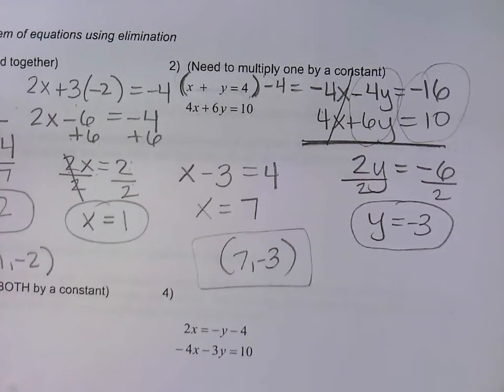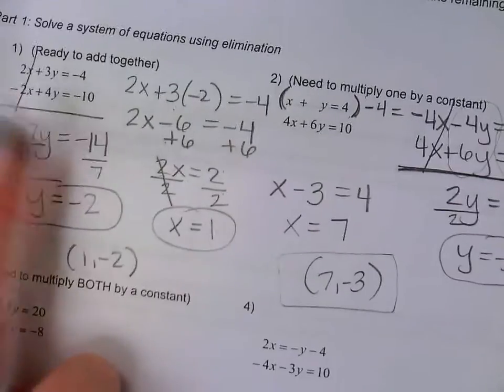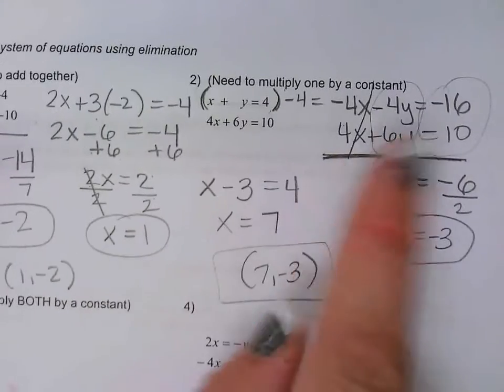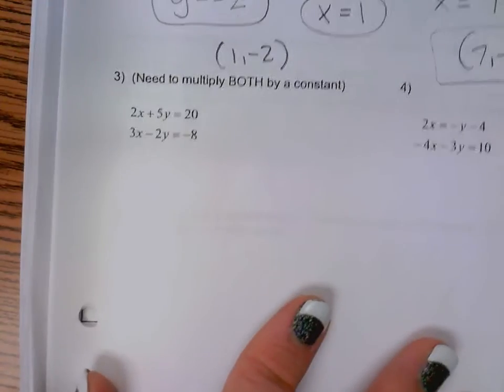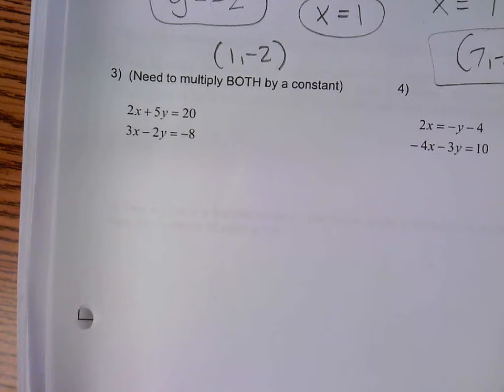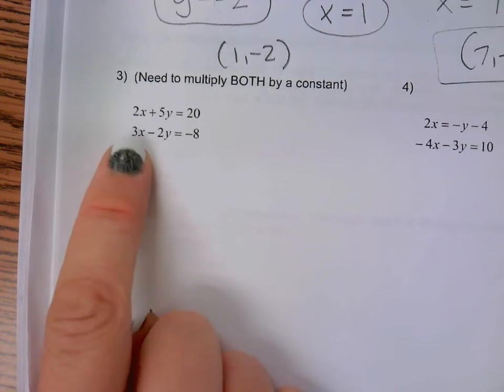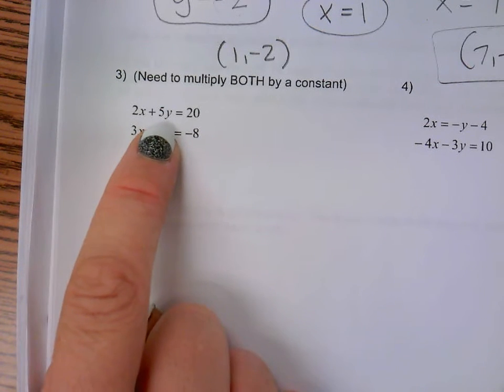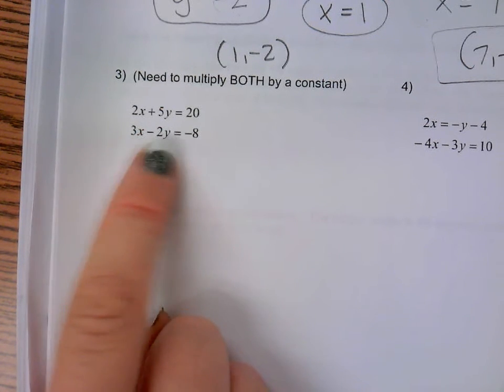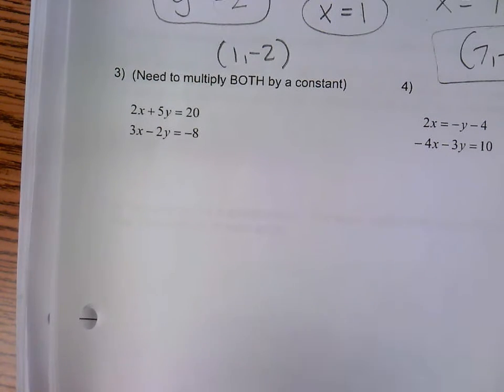All right, so this one was already set up, ready to go. This one we had to multiply one of the equations through by a constant. Guess what? You might need to multiply both equations through by a constant. It's still not that hard. I would still use elimination, because if you wanted to get x by itself, you're going to end up with 2.5. If you want to get x or y by itself, you're going to end up with a fraction. So I would rather do elimination.